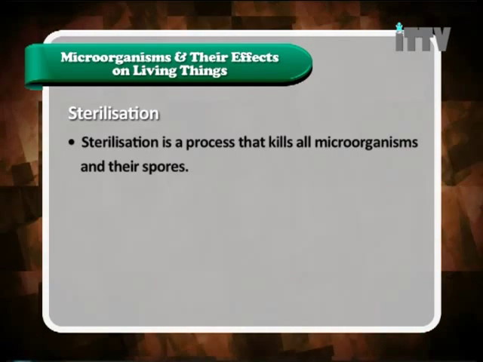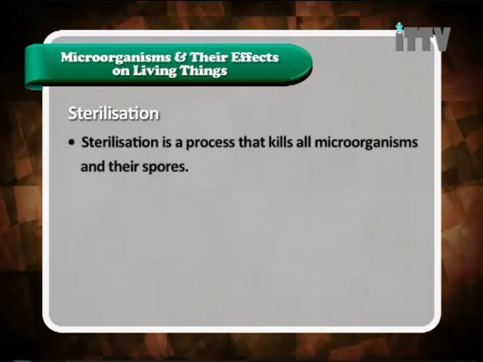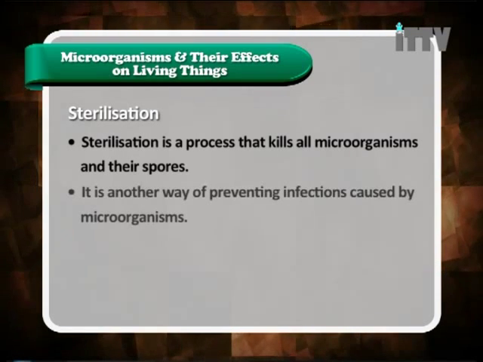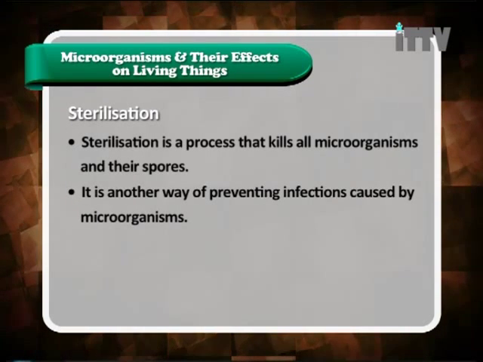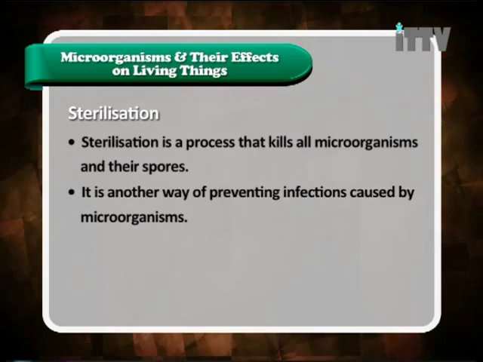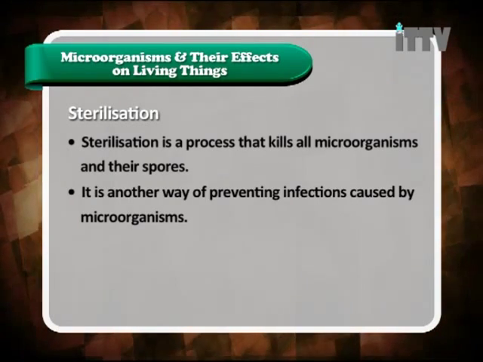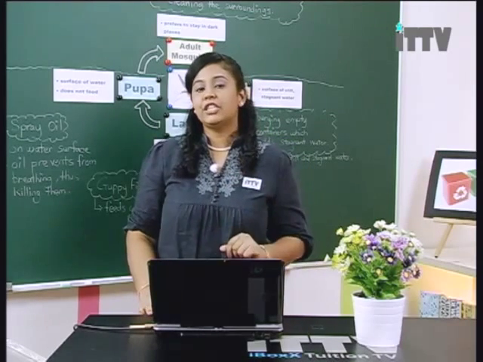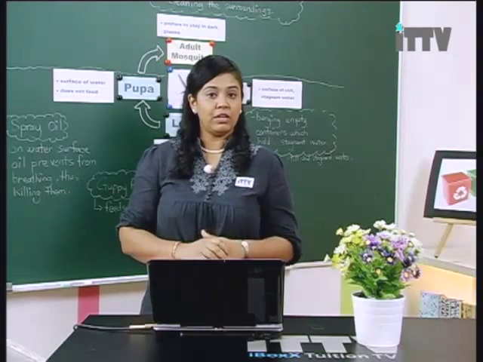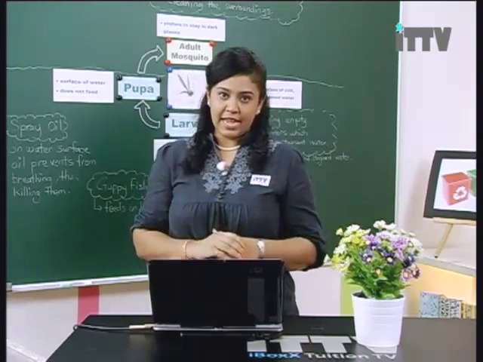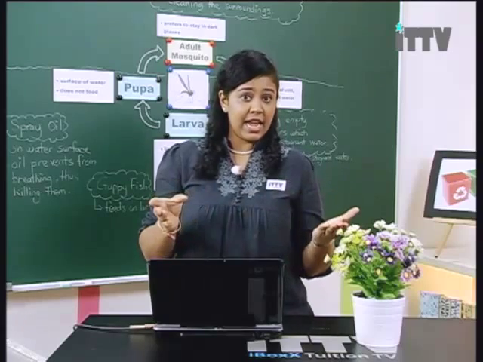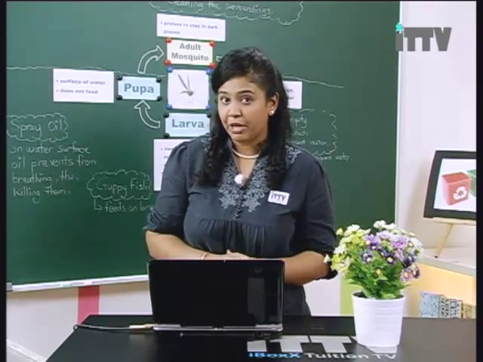Sterilization is a process that kills all microorganisms and their spores. It is another way of preventing infection caused by microorganisms. So sterilization is to kill these microorganisms, but there are different ways of killing them. That is heat, radiation, and chemical.